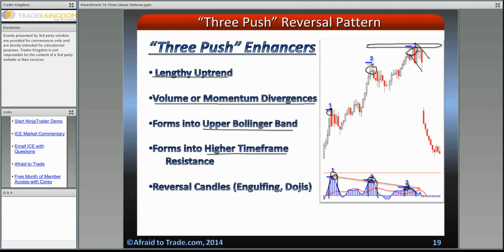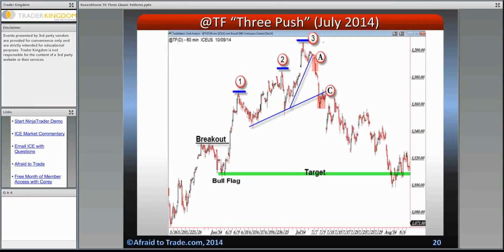Or if you do candles, look for these cute little things like engulfings, dojis, hammers, shooting stars, dark cloud covers, all those fancy names that just mean bears are starting to take over the supply-demand relationship. Going back to July. Okay, one question.